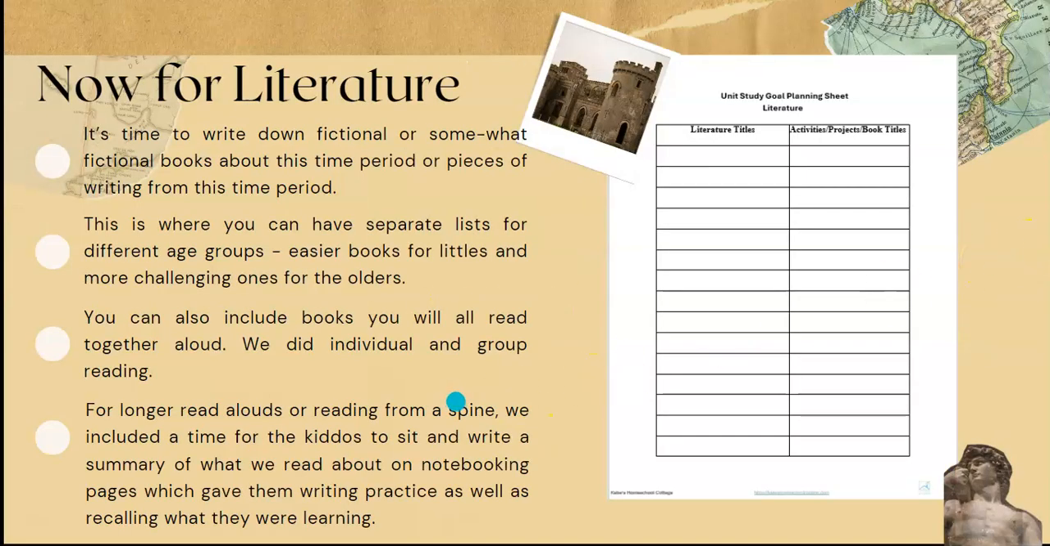Now for the literature, and as a former English teacher, I'm a big proponent of including literature that is either fictional or even somewhat fictional, and I would put the titles here. They would be pieces of literature that were either written about the time period, or, as I said, events or people, or it could be literature written during that time period, such as Homer with the Odyssey.